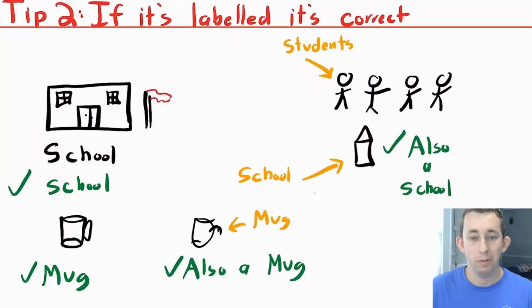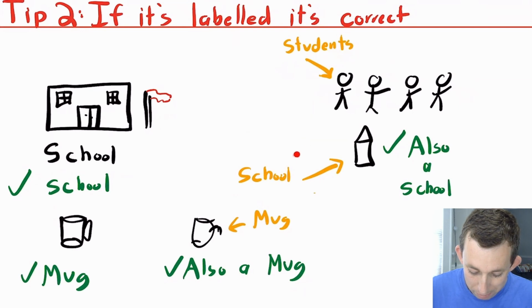Tip number two, when you're trying to draw like an economist or draw like me personally, if you label a figure, it's automatically correct. So for example, on this left-hand side, here we have a school with a flagpole, and you can definitely tell that it's a school, for sure a school. Here, I've drawn this very basic building and a bunch of our fun stick figures, which we just learned how to draw in tip number one. But you can see that I've labeled those stick figures as students, and I've labeled this random looking building as a school. Therefore, it is also a school.